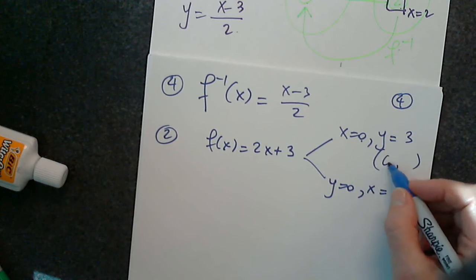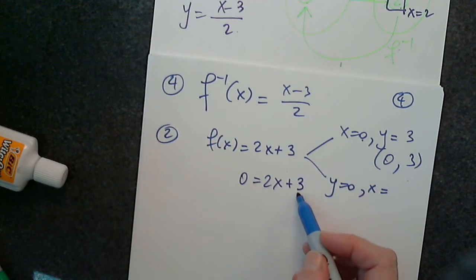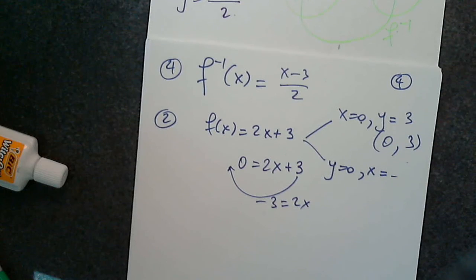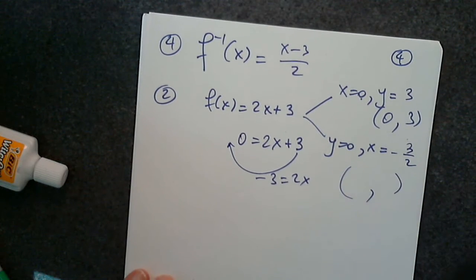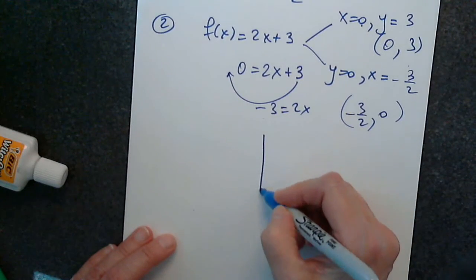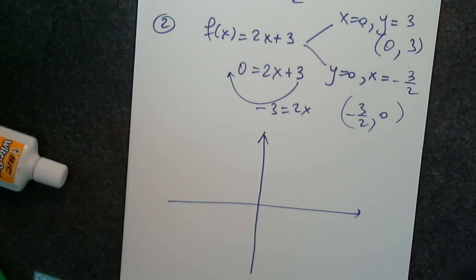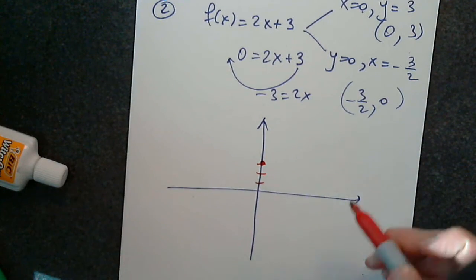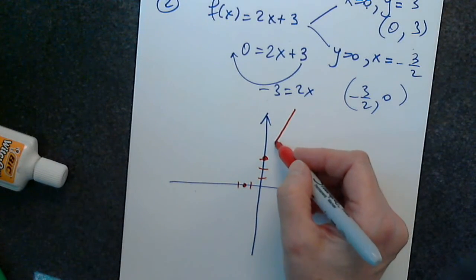0. Very good. And now when y is 0, I have 0 equals 2x plus 3, or negative 3 equals 2x, or x equals negative 3 over 2. And what is the ordered pair right now? Excellent. So I have the necessary points to graph the function. Perfect. So I'm going to plot 0, 3. I'm going to plot negative 3/2, which is negative 1.5. I'm going to connect and extend the line.